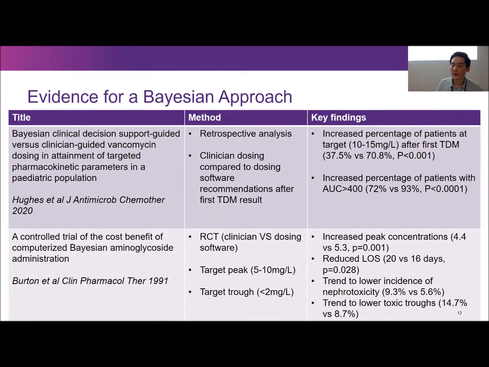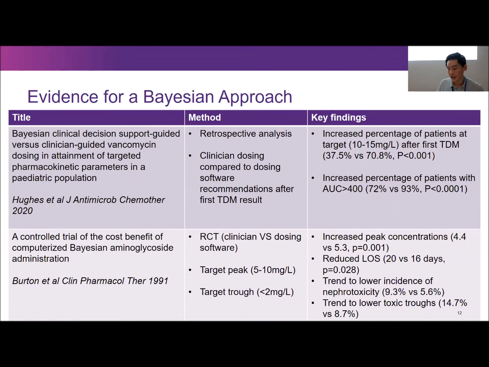At the same time, they also noticed that the number of patients who achieved an AUC above 400 was significantly increased as well. So a baseline of 72% with the clinicians and 93% with dosing software. The last study that I'll quickly touch on is an old one, but a good one. This was a study that looked at the benefits of Bayesian dosing using aminoglycosides. Similarly, randomized controlled trials of clinicians versus dosing software.